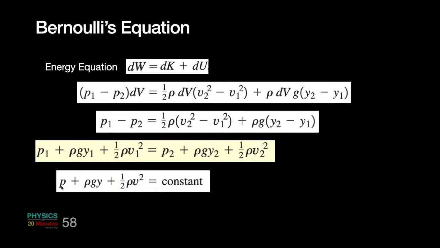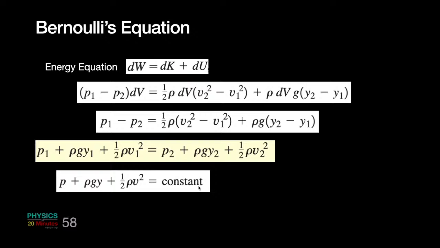And that is what is called Bernoulli's equation. That is, the pressure plus potential energy density plus kinetic energy density, the sum of the three remains constant. Now at this point we can think of interesting corollaries.